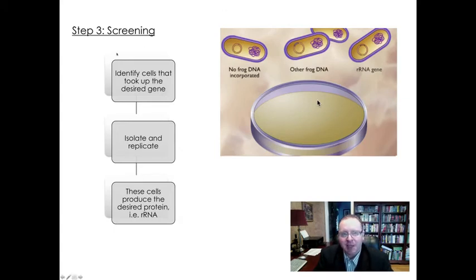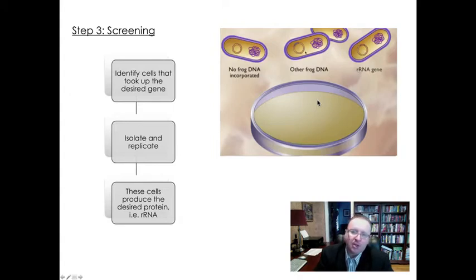The last step is step 4. It's called screening. And the idea here is to identify the cells that took up the desired gene. When we do genetic engineering, there are going to be some of those plasmids that are taken up that have our gene of interest. And here, from the experiment that you saw earlier, that's the frog ribosomal RNA gene. So that's the gene of interest.